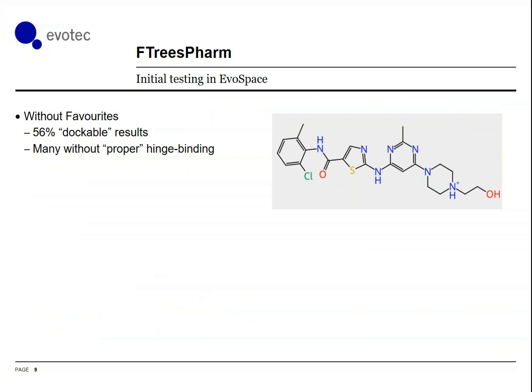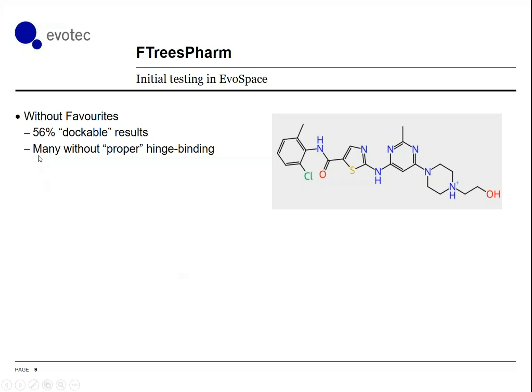I want to quickly say a few words about tests that we did with this new favorite feature. We searched for this kinase inhibitor here in EvoSpace, and found among the top 100 most similar compounds, 65% compounds being dockable in the active site of the PDB structure behind this compound.